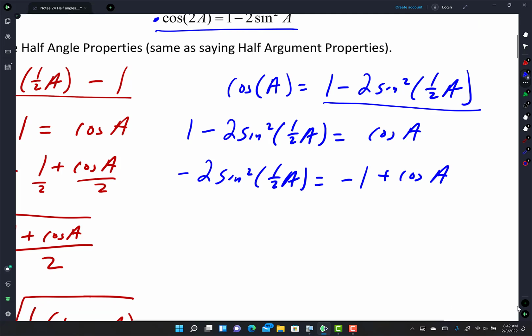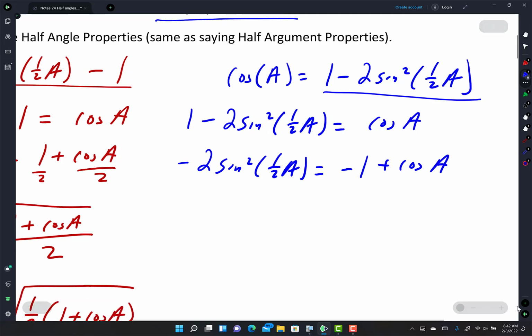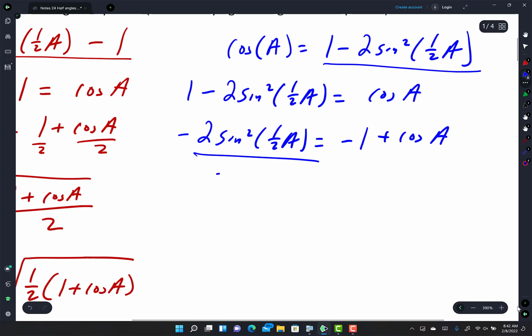And then next, I want to get rid of that negative 2, so I'm going to what? No, not that. The next one's a demerit. See, we have fun here.